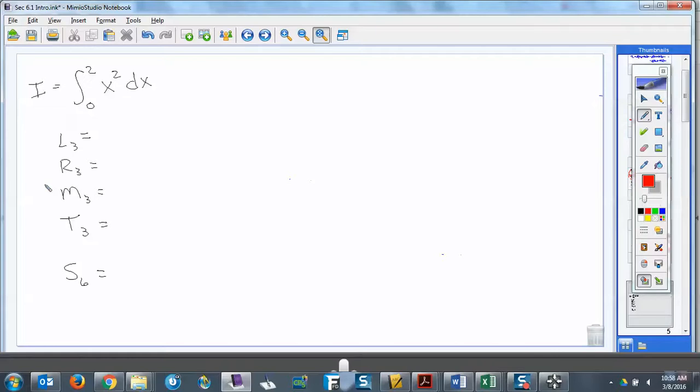Now, in this chapter, capital I is used a lot. It stands for integral. That's our exact answer. That's our exact area, right? What we're studying here is approximations to integrals, approximations to areas, right? So I is our exact answer.